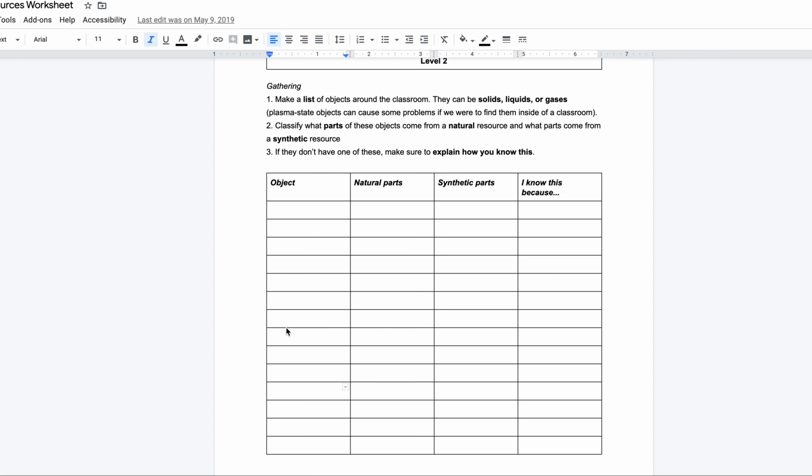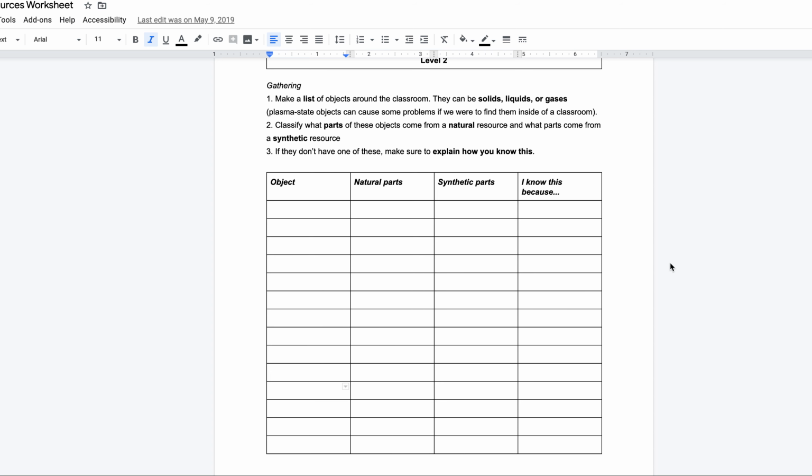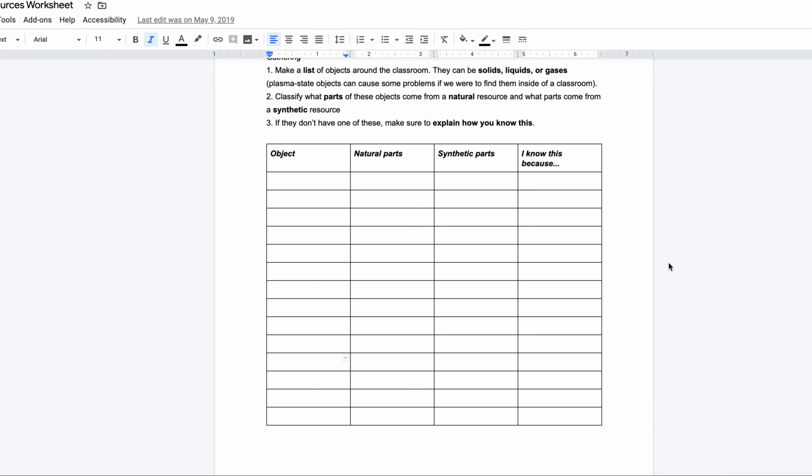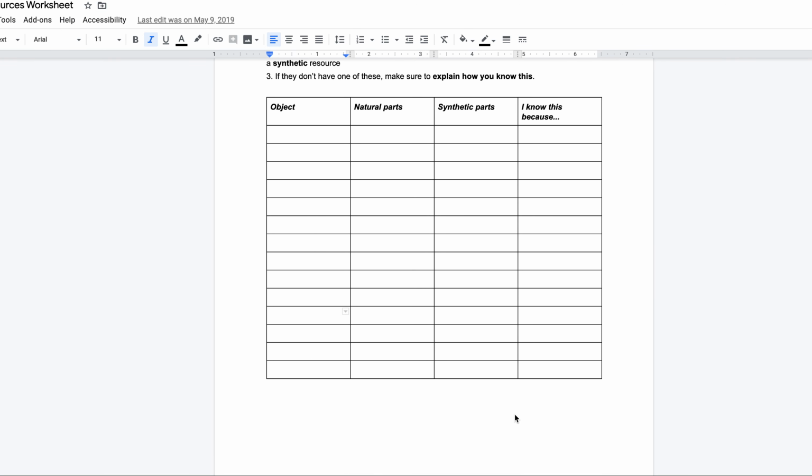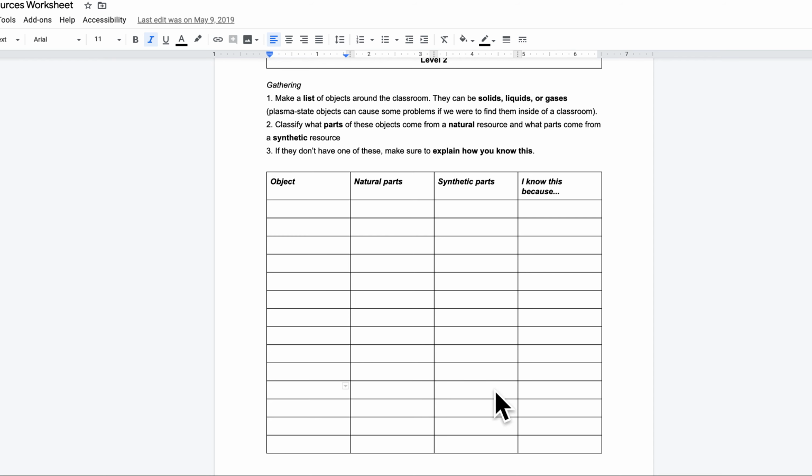If it's a plastic fork, if it's a metal fork, or if it has colors or anything like that, you can find some natural and synthetic parts right there. So that's going to take you about, I'm going to say, a good 30 to 45 minutes just to complete this chart, because a lot of times you're not going to know for specific objects, so you're going to have to find them online. So you're going to have to use online resources, and it's going to take you a while. So you're going to spend most of your time here.